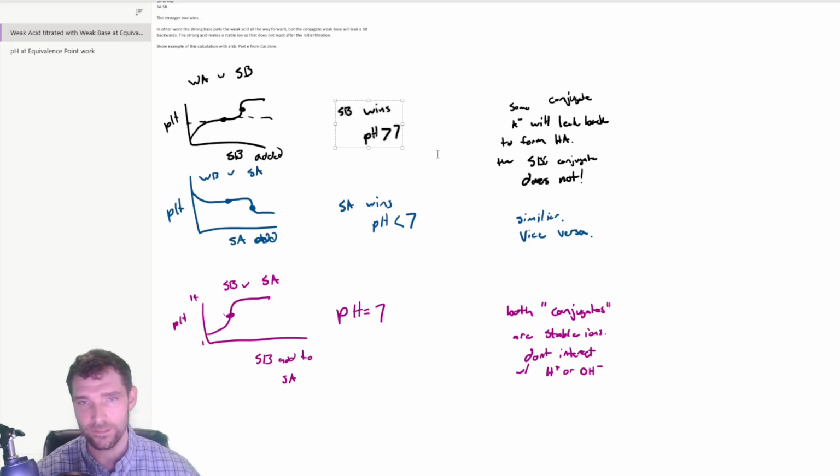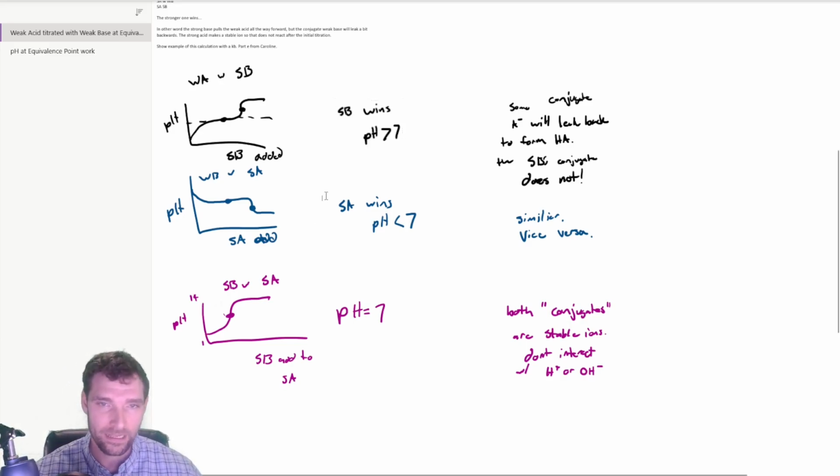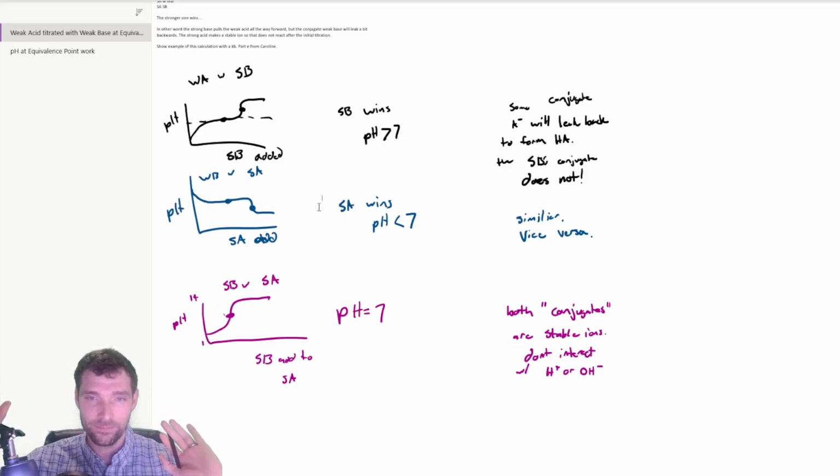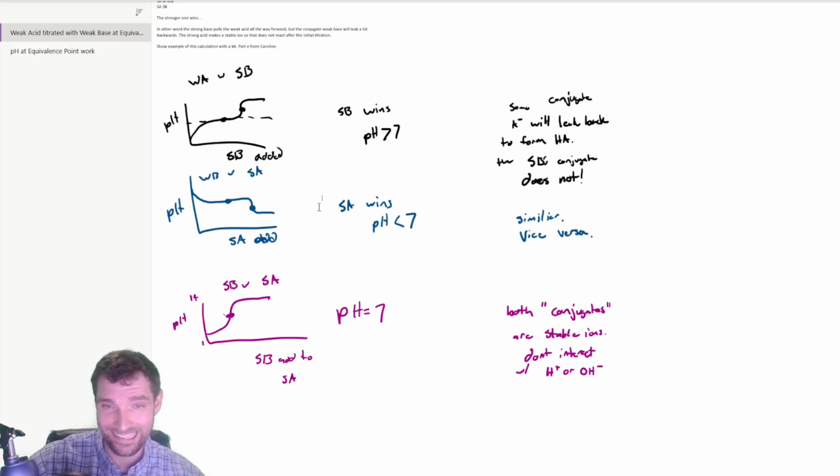And then very similar vice versa. If you have a strong acid that's being added to a base, that base will go forward into its conjugate acid and some will leak back to being the base, right? So that will act as an acid while it turns into base, which will cause the pH to lower. So that's the main idea.